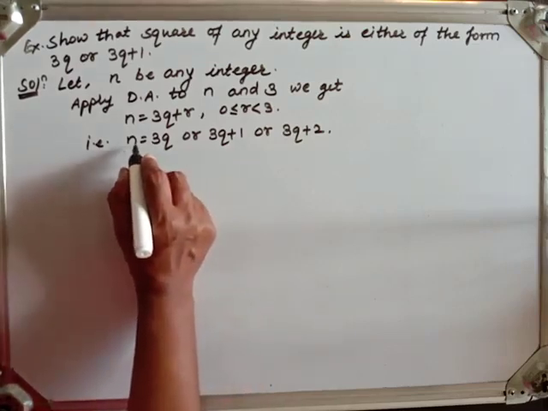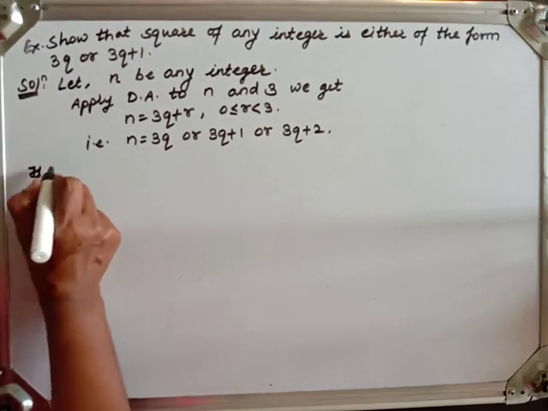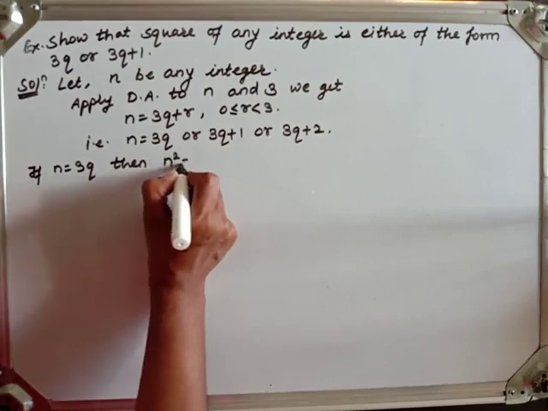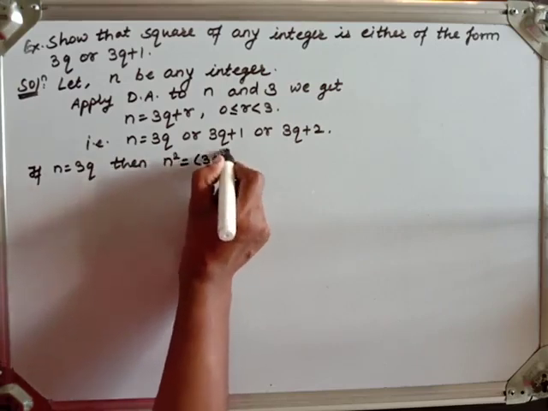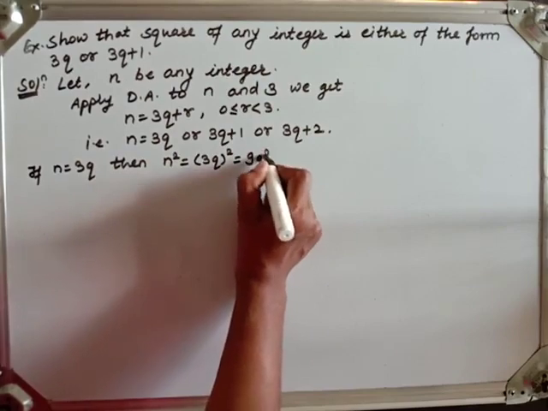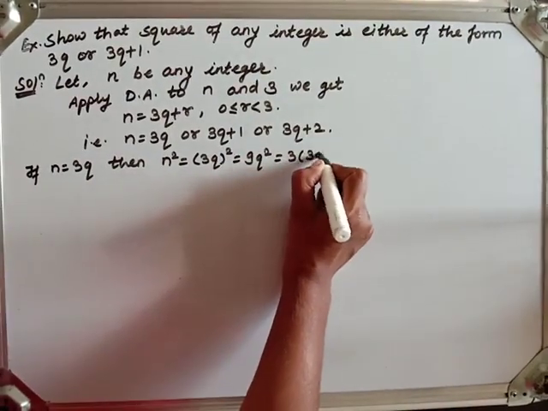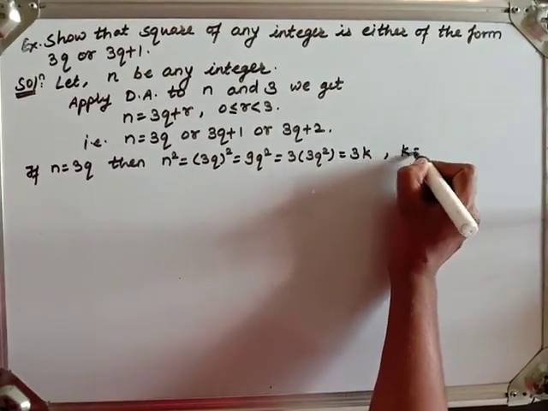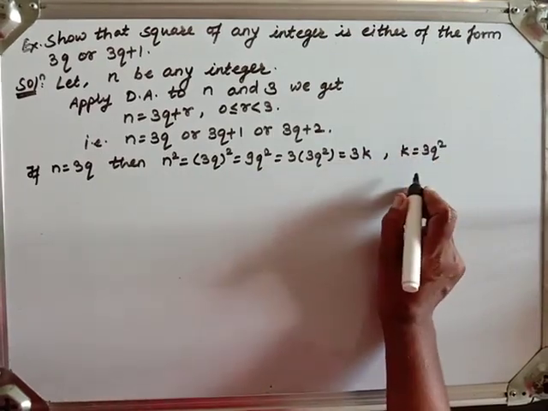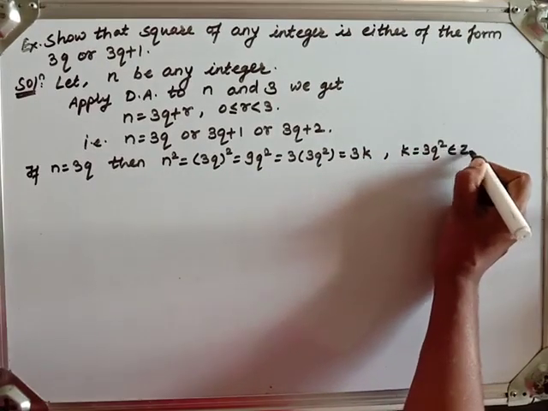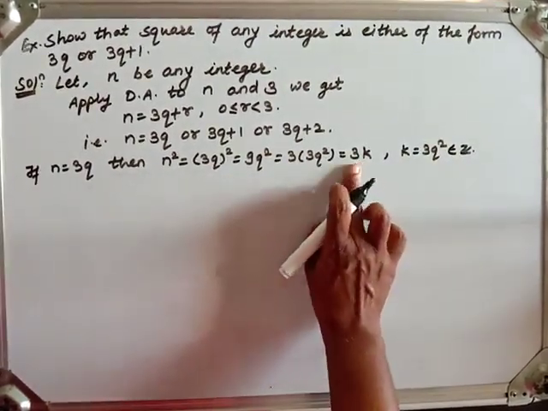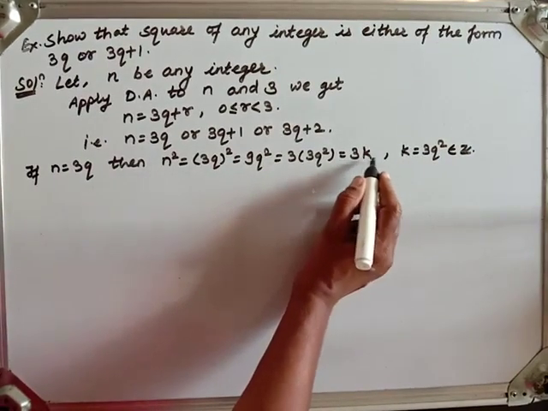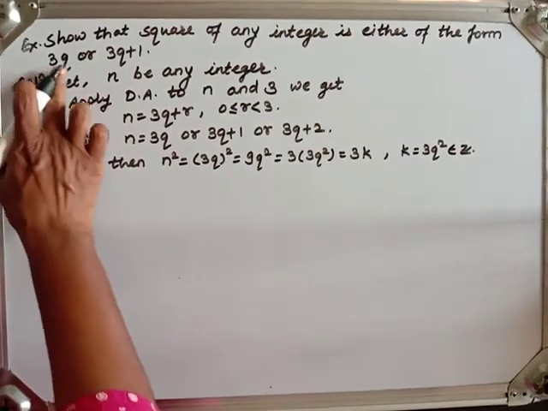Now let us check its square. Now if n is equal to 3q, then what is n square? N square is equal to (3q) square, that is 9q square, that is 3 into 3q square. It can be written as 3 into k, where k I am taking as 3q square. Q is also an integer, so 3q square is also an integer. So n square will be 3 into some integer, so it is of the form 3q.